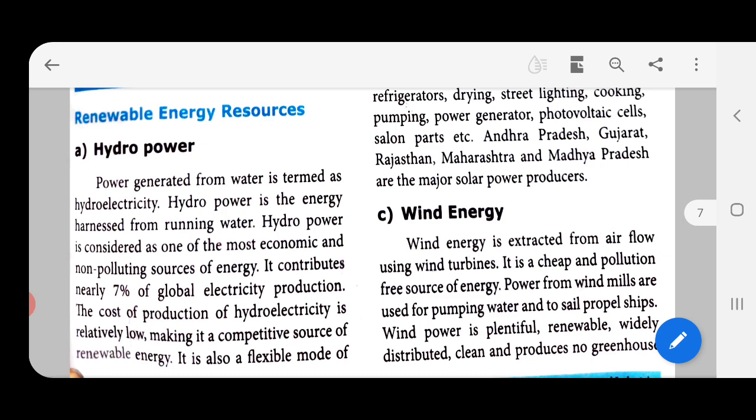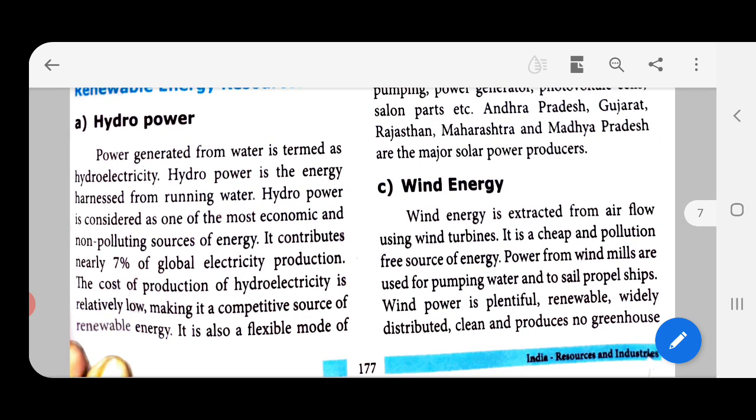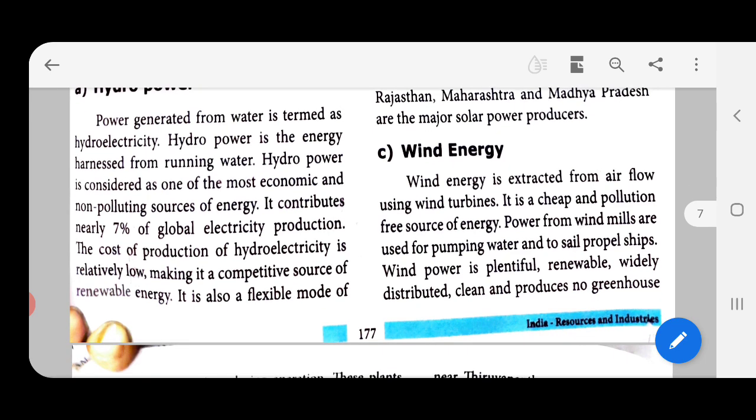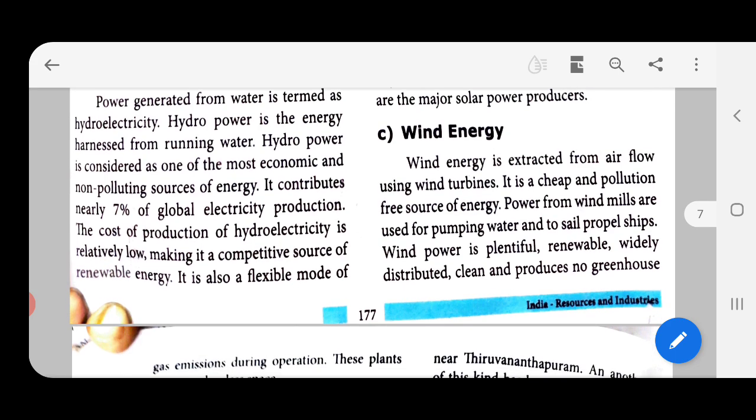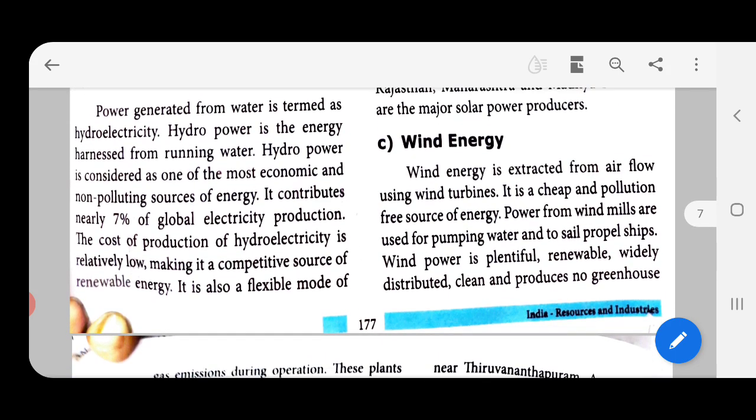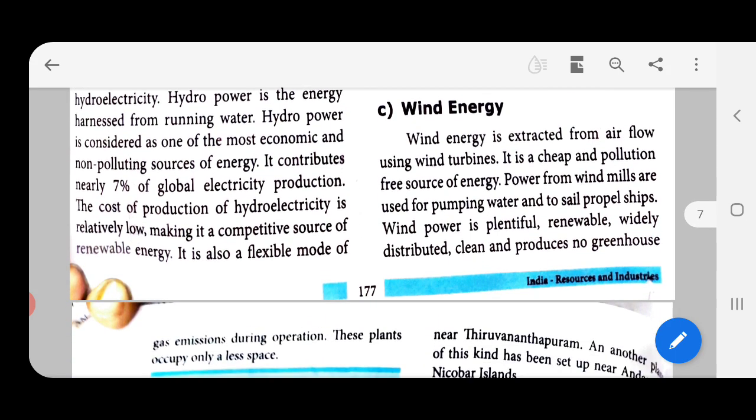So hydropower. Hydro, power generated from water. From water, hydro, is termed as hydroelectricity. Hydropower is the energy got from running water. So how do we get electricity? When water flows, we can generate electricity.